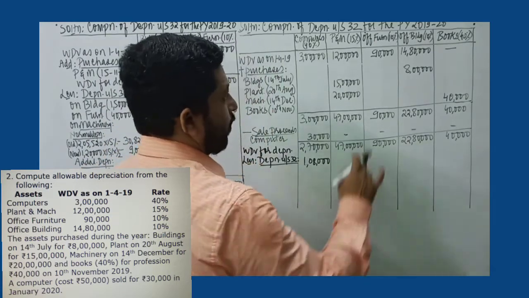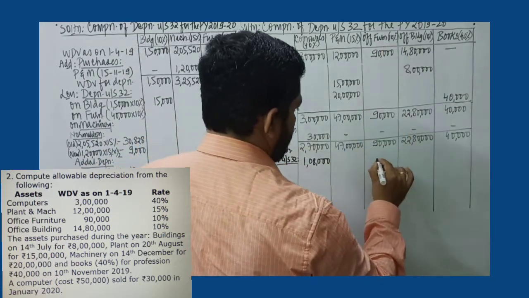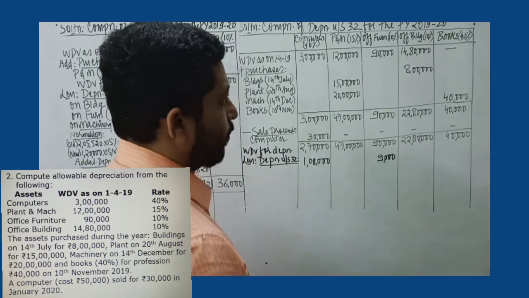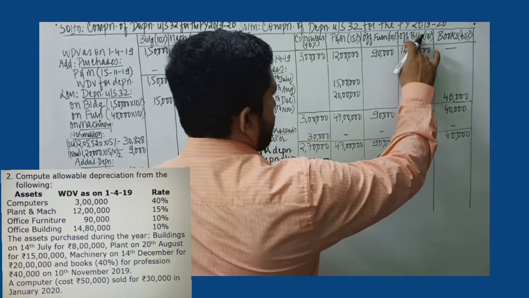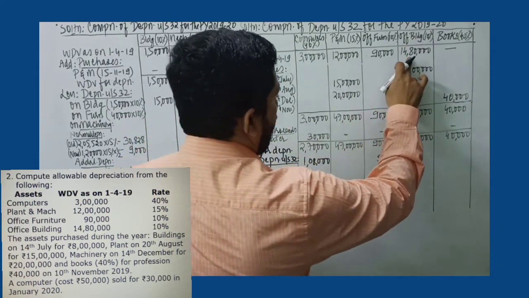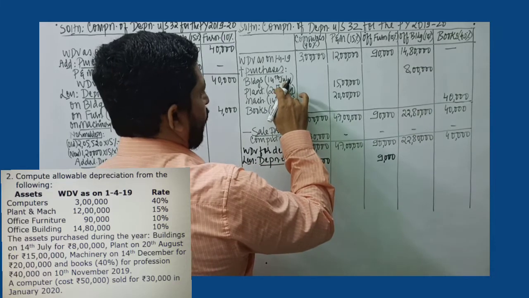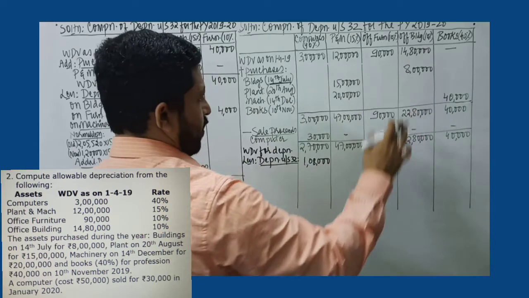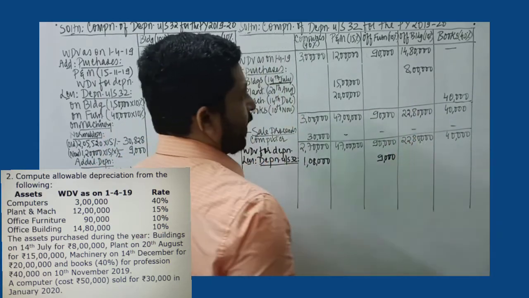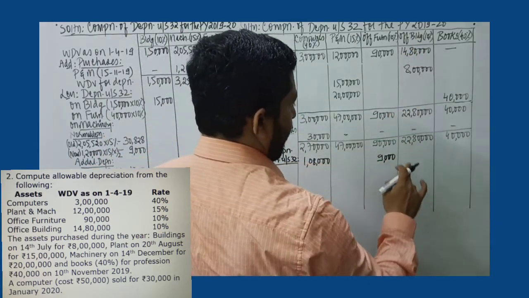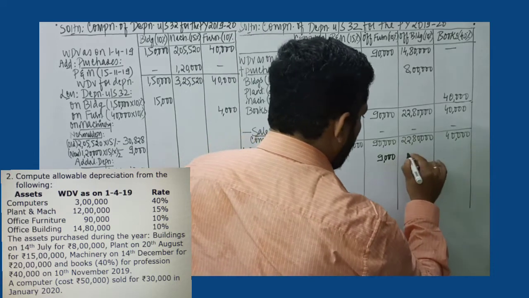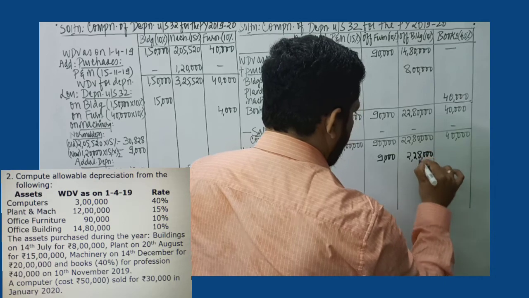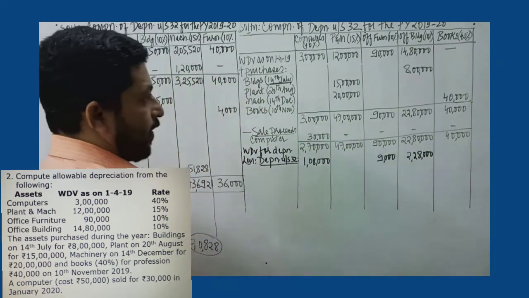Office furniture. So the rate of depreciation is 10%. So on that we will get 9,000. Then office building is given. We have the opening value and we have a purchase on 14th of July. 14th of July is a full year's depreciation. So on this 22,80,000 we can calculate directly at 10%. So that would work out to 2,28,000.